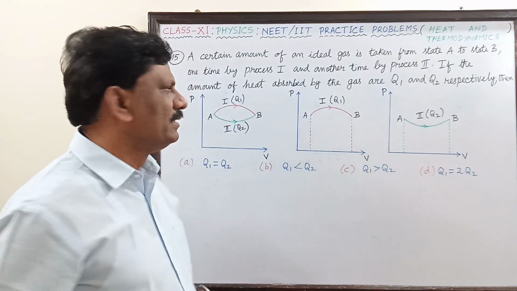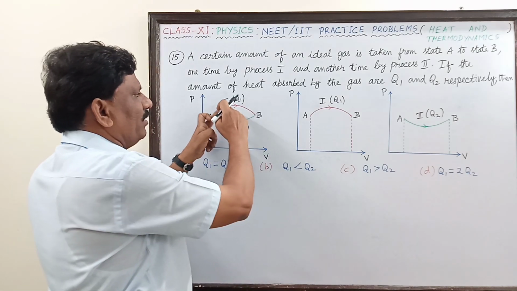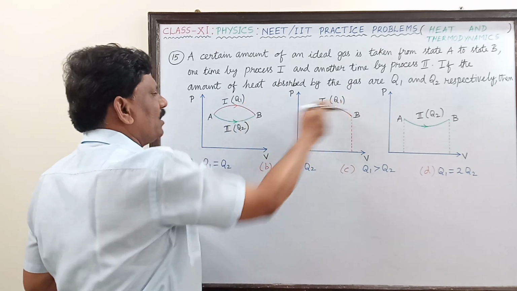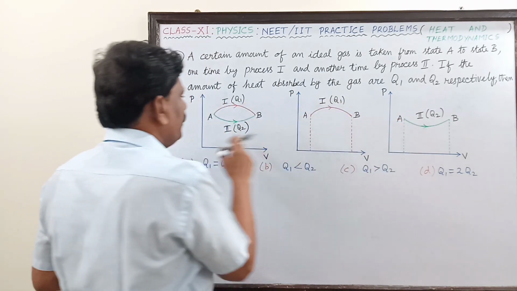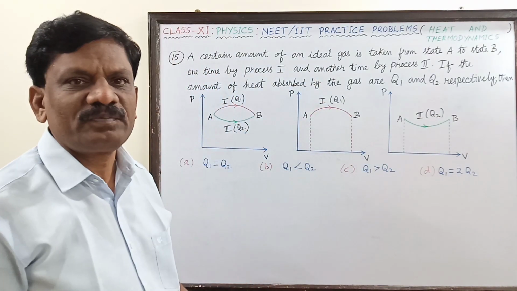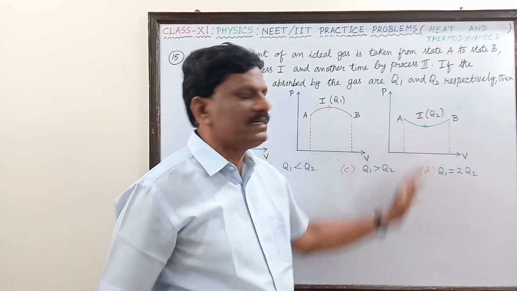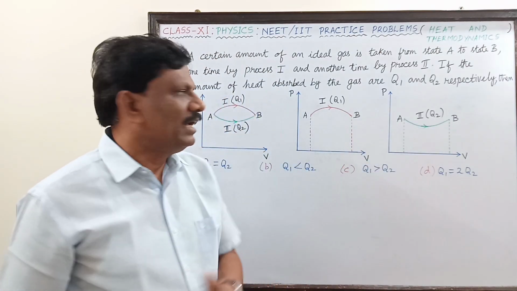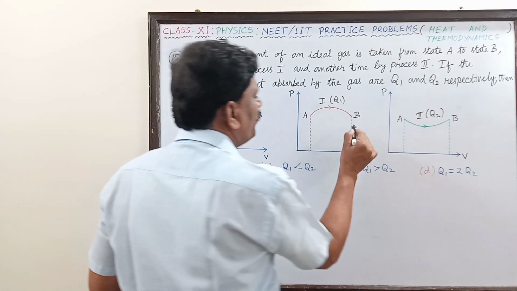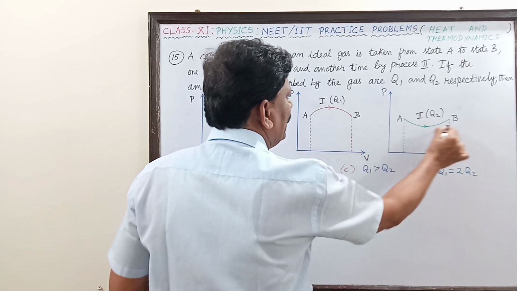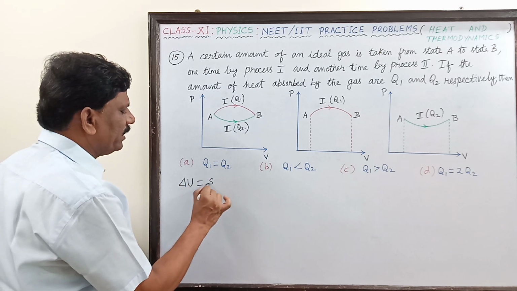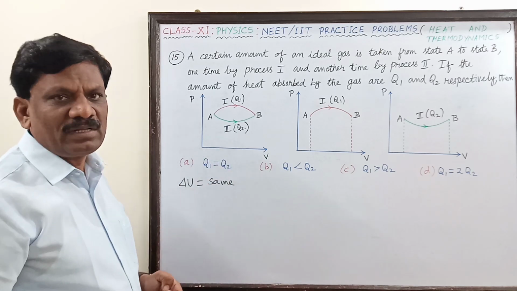For that, what I have done is I have drawn the first process separately, where Q1 joule is absorbed, and the second process 2 separately, wherein Q2 joule of heat is absorbed. Now in both the cases the beginning state is A and the final state is B. Therefore in both the cases the change in the internal energy must be the same. So delta U is the same in both the processes.